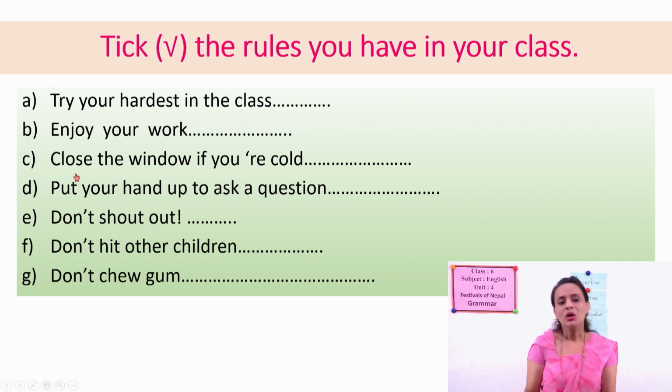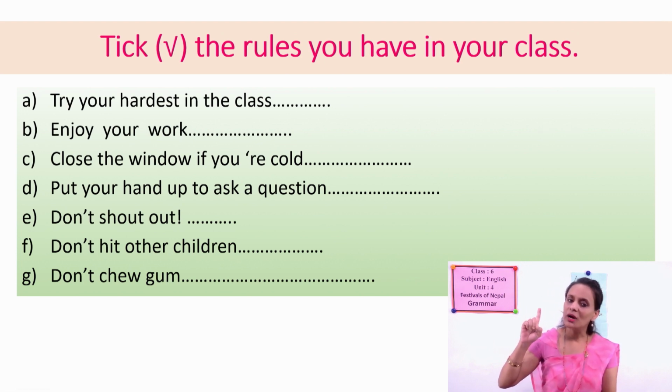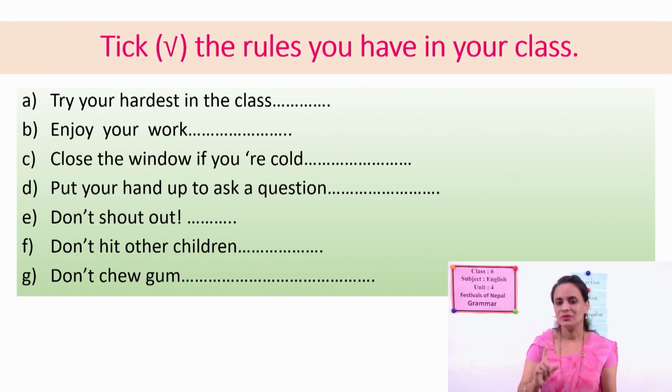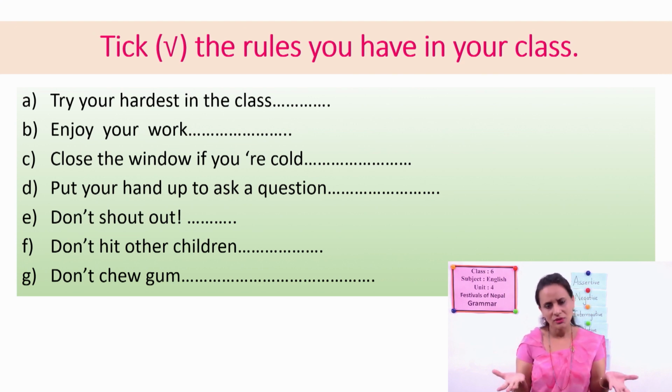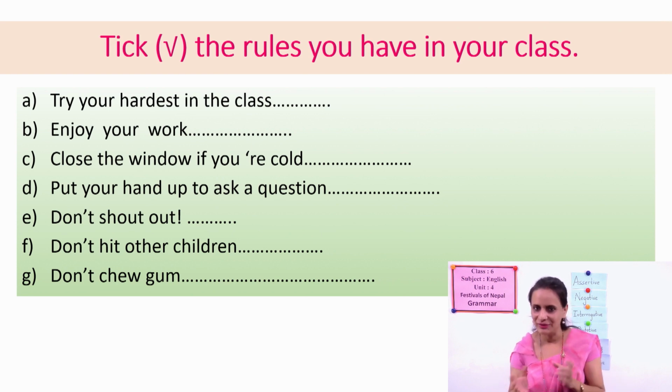Number C, close the window if you are cold. Now, if you are cold, you close the window. This is also one of the rules. So you tick it here also. Put your hand up to ask a question. Will you put your hand up to ask a question? Yes. So this one is also a classroom rule. Don't shout out. Is it good to shout out in the class? No. Will you shout or not? No. Very good. You'll not shout.